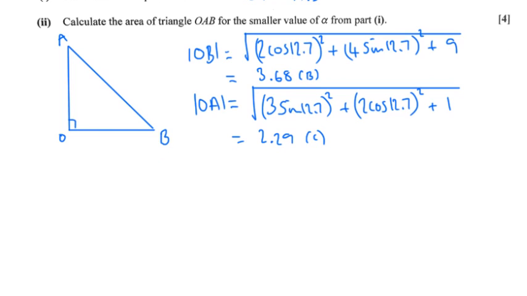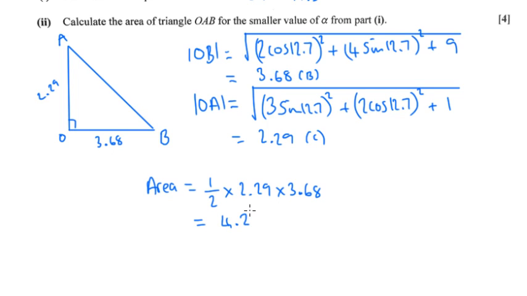So the last job now is to do the easy bit, the half of the base. We've got the length of O to A is 2.29 to 3 significant figures and 3.68 down here. Again, that's rounded though. And then the area is going to be half of the real 2.29 times the real 3.68, and that finally comes out to 3 significant figures at 4.22.